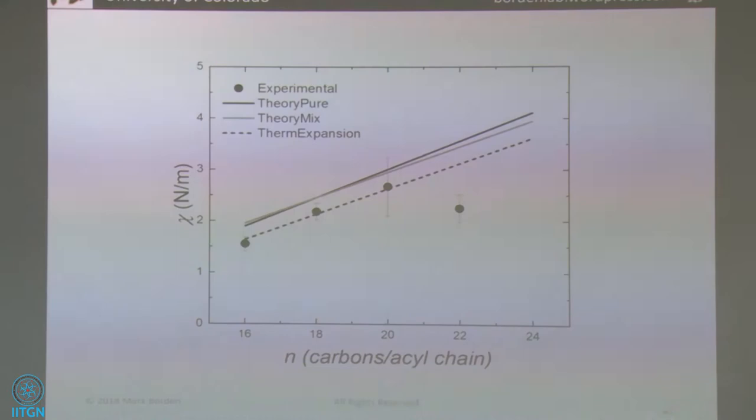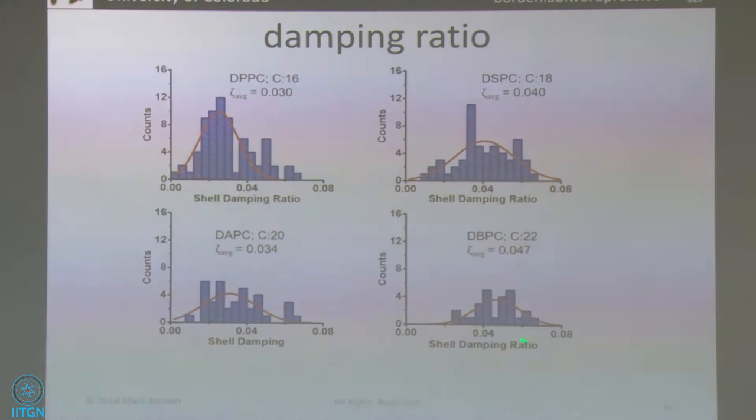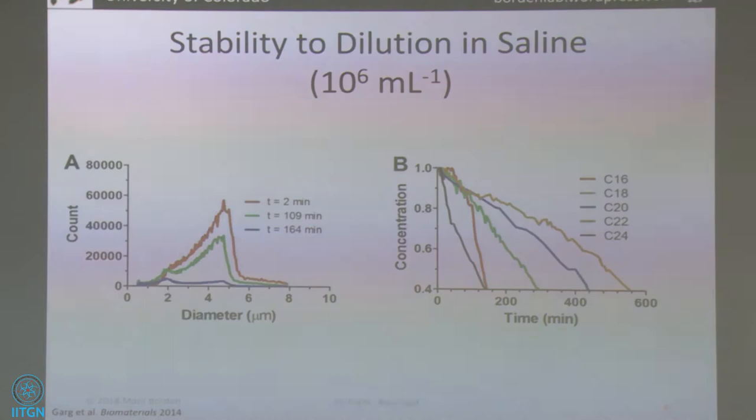And the damping ratio. And remember, we saw this analysis thing where for the DPPC we see a drop in elasticity and an increase in the damping ratio that we discussed. Okay, so the idea was, well, we have these bubbles with different elasticities. Let's see if the bubble that's the stiffer bubble, that is the bubble that has a higher elasticity, could persist longer in circulation.